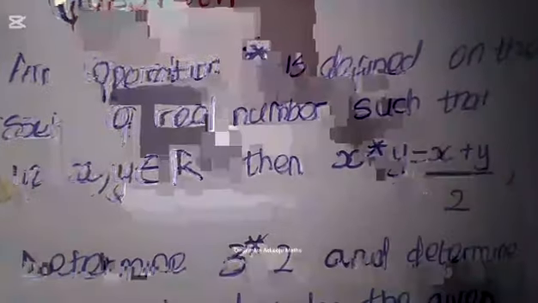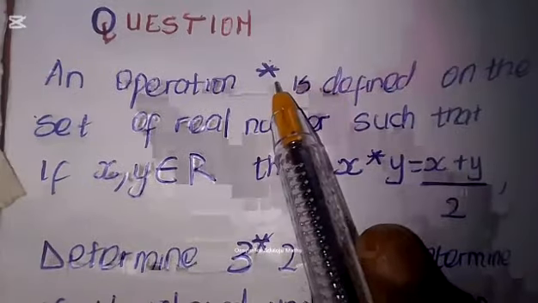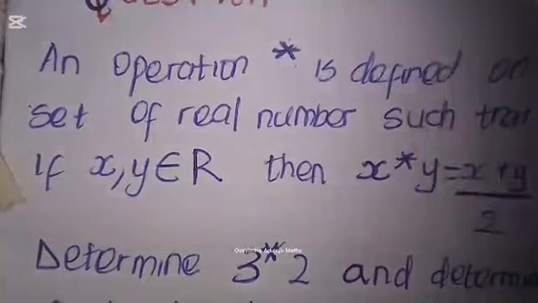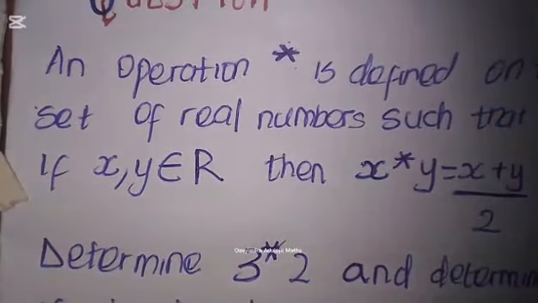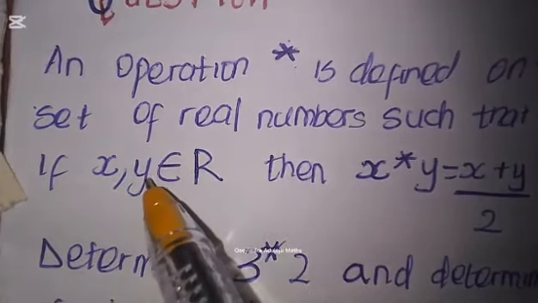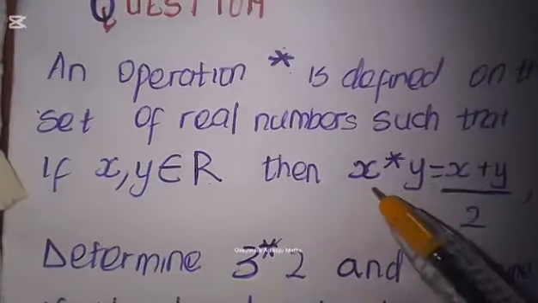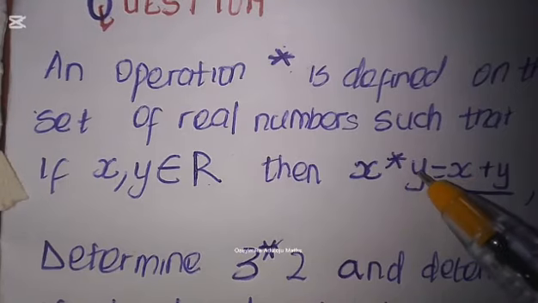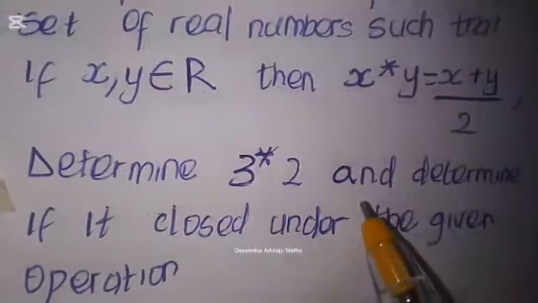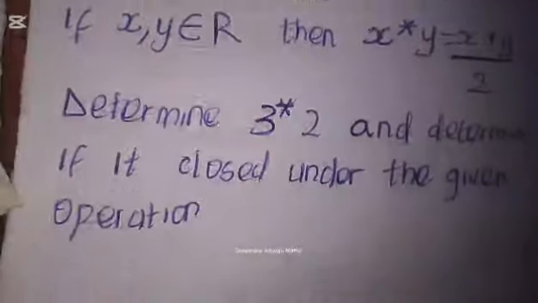Okay, so the question says an operation asterisk, that is the binary operation, is defined on the set of real numbers such that if X and Y is an element of the set of real numbers R, then X asterisk Y equals X plus Y over 2. We are asked to determine 3 asterisk 2 and determine if it is closed under the given operation. So let's solve this.